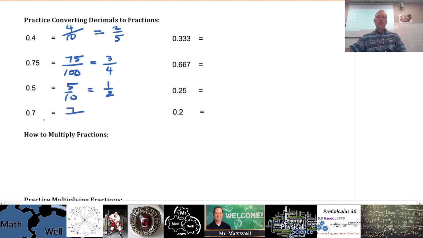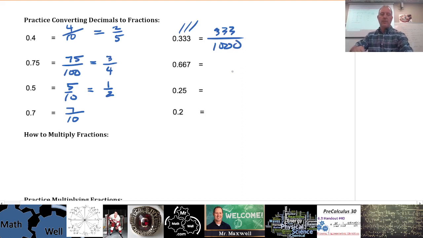7 over 10 as well. Now, that one we can't simplify; if we have to go to a decimal, it's no good. You don't want a decimal inside a fraction, okay? Don't put a decimal inside a fraction. That's not simplest form. This one, 333 over what? Tenths, hundredths, thousandths. Very good.